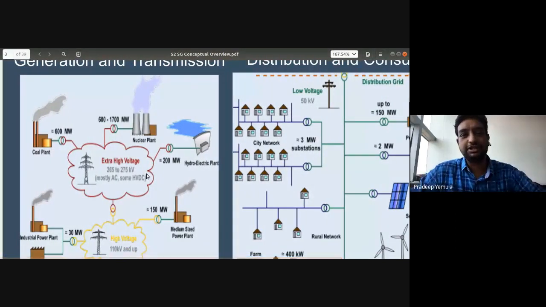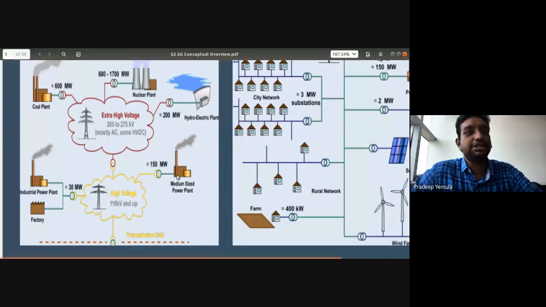on the side of generation, we have a coal plant, a nuclear plant, or a hydro plant. All these are huge capacity generators. They are generating power and supplying power to the high voltage grid. From there, the power goes down, and there can be a medium-sized power plant at the city level, and there will be industrial power plants and factories which are loads. This one we call a high voltage grid.